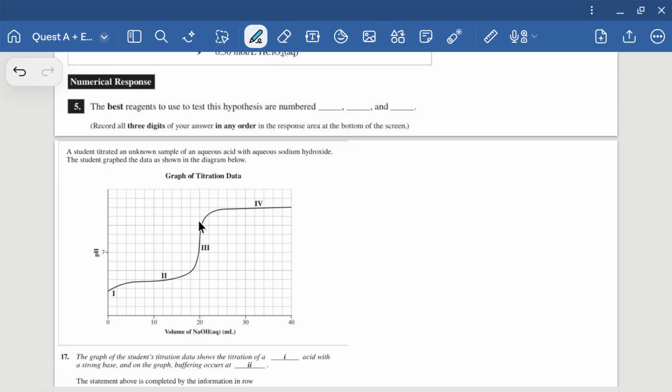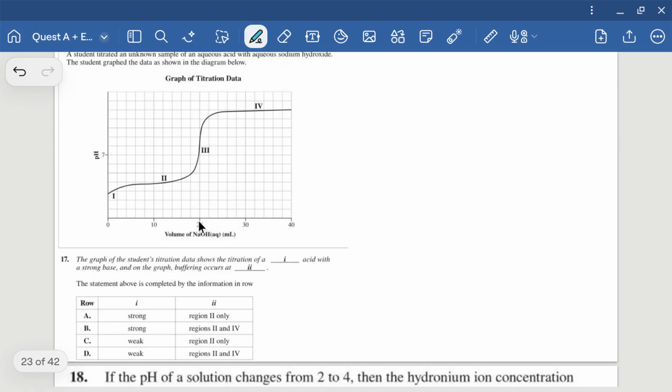This one with the graph, we are titrating. So it's asking in this one that you're titrating. We want to recognize that you're not between 0 and 1. So you're titrating a weak acid. And with a weak acid, you do have a buffer system. And the buffer would be in region 2 only.